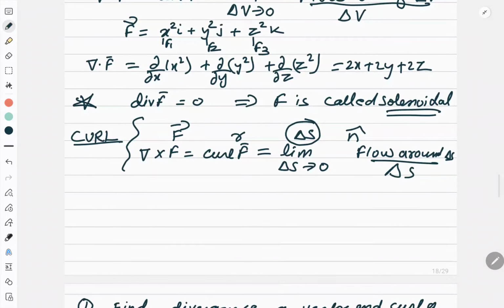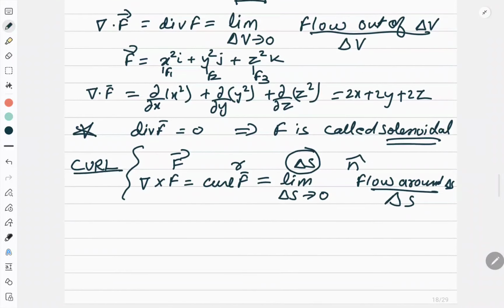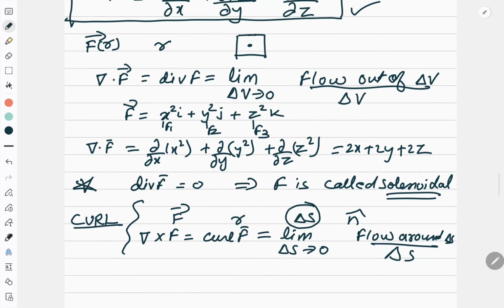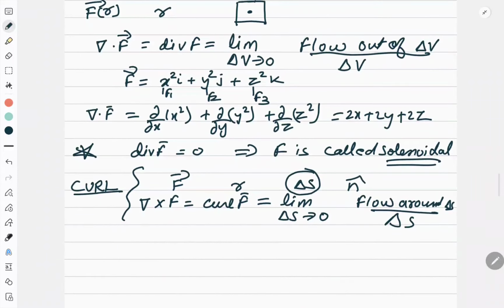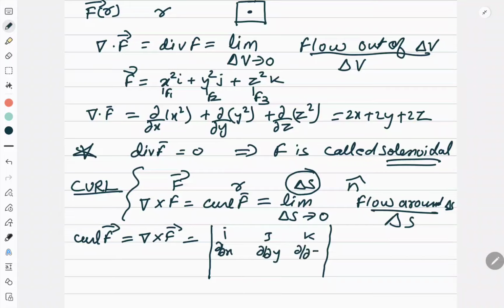But now exactly what is a curl, how to evaluate it, that we need to understand. Now again I will say the same thing. If F is a function like this, then curl F or del cross F is equal to, how to do the cross product: i, j, k, dou by dou x, dou by dou y, dou by dou z, and here F1, F2 and F3. Okay, so this will give me the curl.